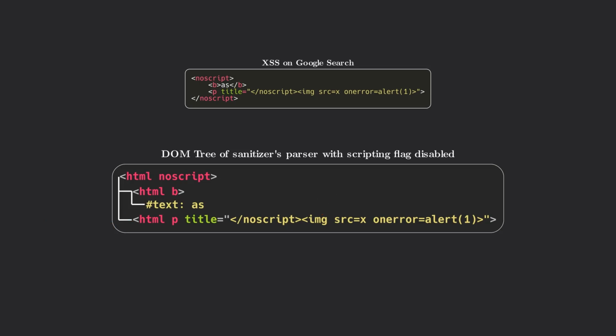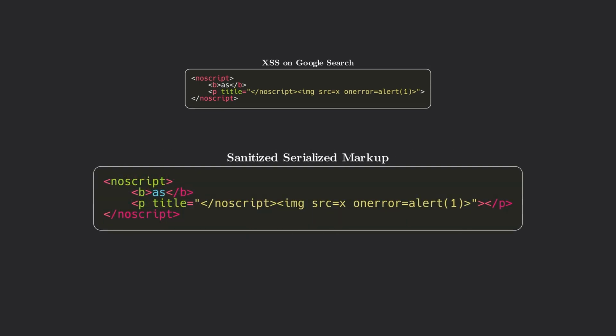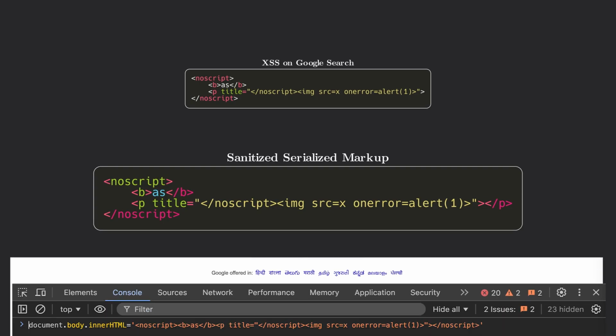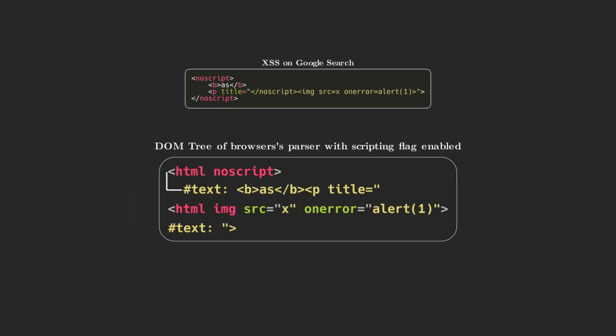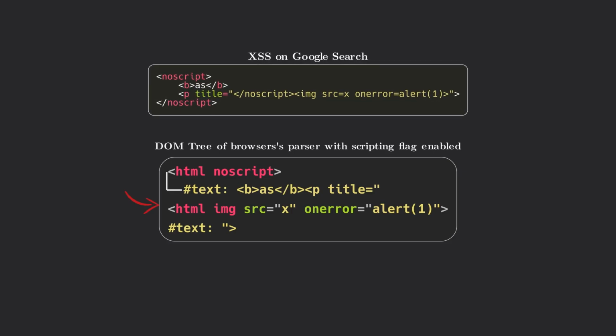Now, this is where things get interesting. When this sanitized HTML is later inserted into the DOM using innerHTML, the browser reparses it, but this time with the scripting flag enabled, which is usually the case for any user's browser. So the browser parsing produces this DOM tree.